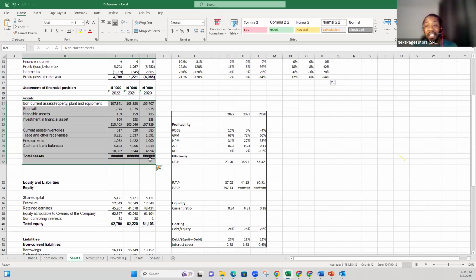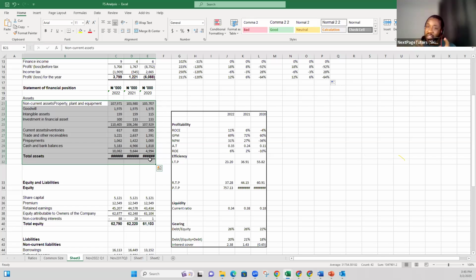Is it increasing or decreasing? If it is decreasing, I want to understand why. Did I dispose of an asset? Why am I disposing of assets? Am I considering liquidating? What exactly is happening? If it is increasing, maybe it makes sense because I'm expanding, right? So those are things that you're able to see clearly when you do a common size analysis.